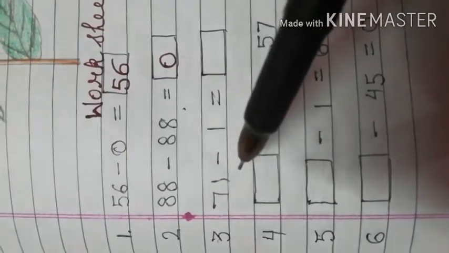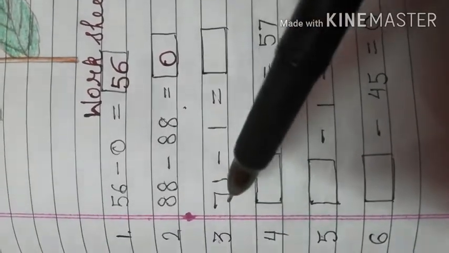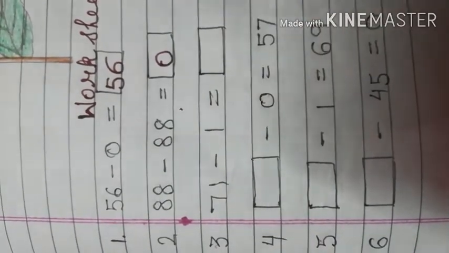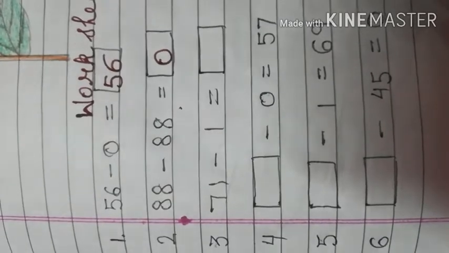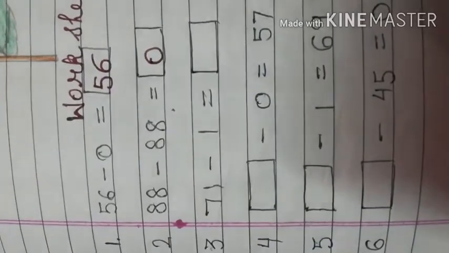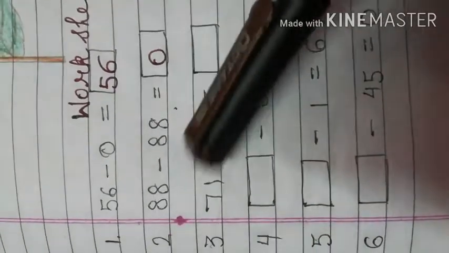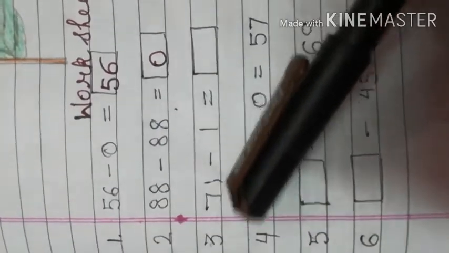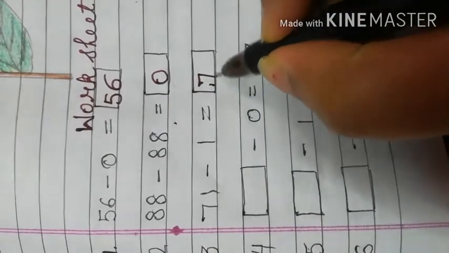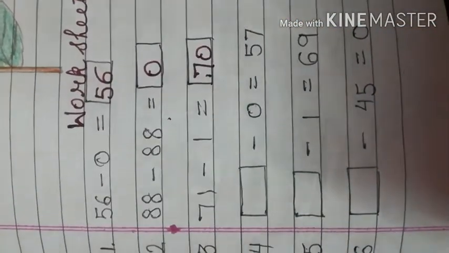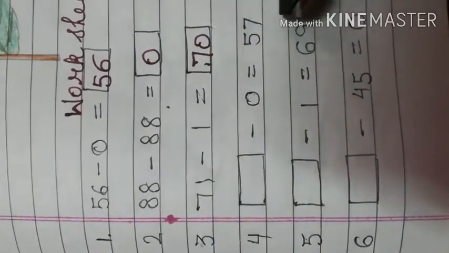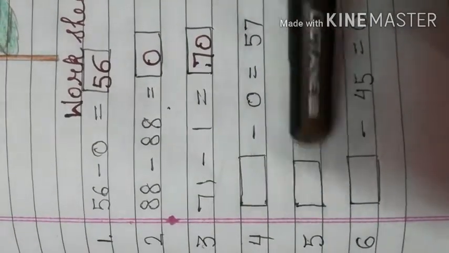Let us move towards the next question, that is question number 3. And in this question, you are subtracting 1 from the number. And subtraction of 1 from the number, that means you are just calculating the number that comes just before 71. Means predecessor of 71, the number that just comes before 71. That is why the answer is 70. Like when you just find out the number that comes just before 71, so that number will be 70.